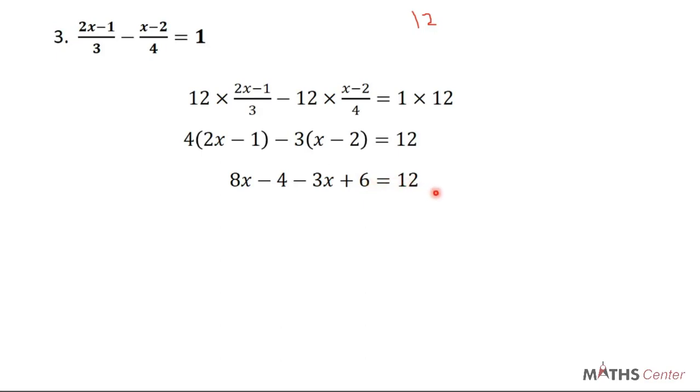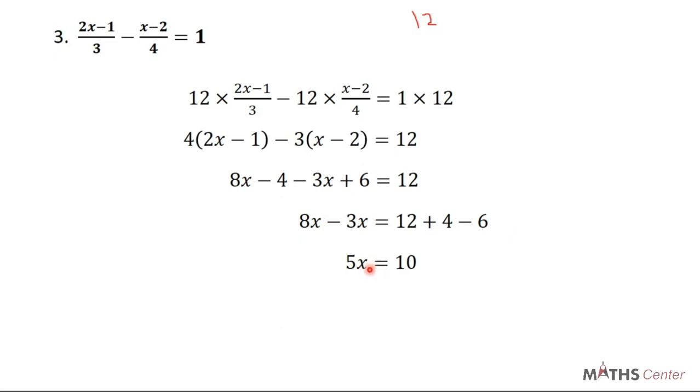So here we group like terms. 8x and minus 3x are like terms. Minus 4, 6 and 12 are also like terms. Now we group them. So I'm going to have 8x then minus 3x. They are already here, so I'm not going to transfer them. I'll rather transfer the numbers to this side. I have 12 here, so if I transfer minus 4 from this side to this side, it becomes positive 4. If I transfer positive 6 from this side to this side, it becomes negative 6.